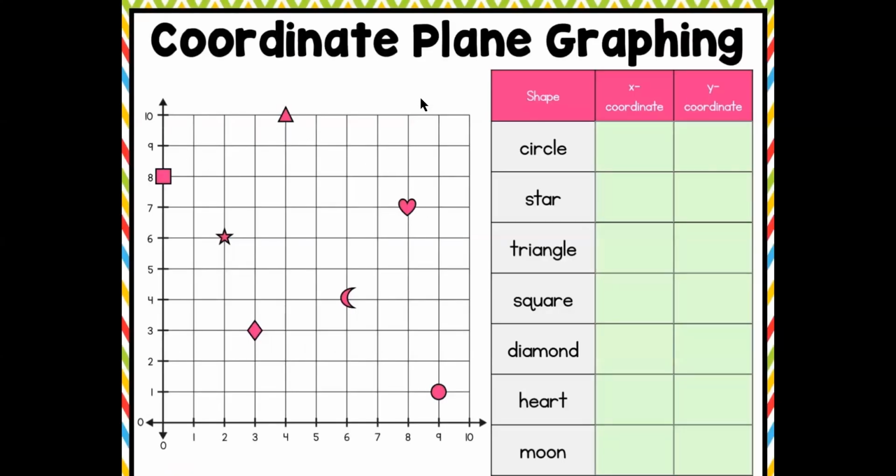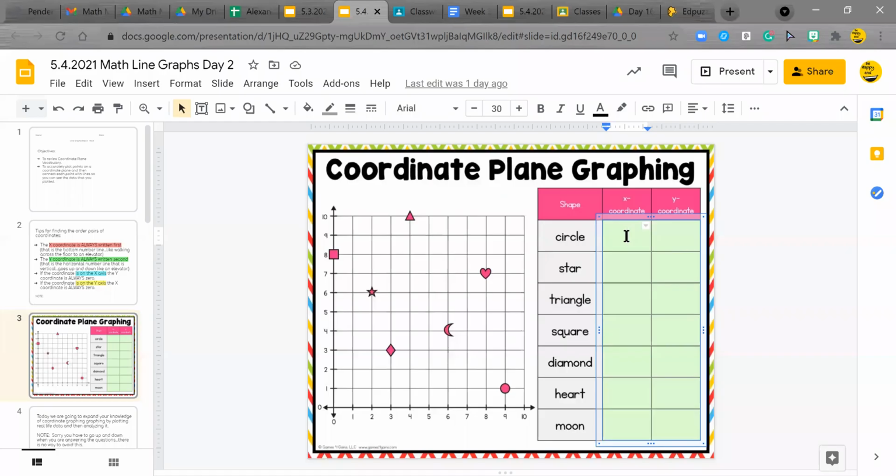So right here, we're practicing plotting. Circle, I see my circle. I'm going to go over 9 and up 1. So right here, I'll write 9, 1. So let me quick make this. Yes, I've got to make it here. So right here, I'm going to write 9, and here I'm going to write 1.